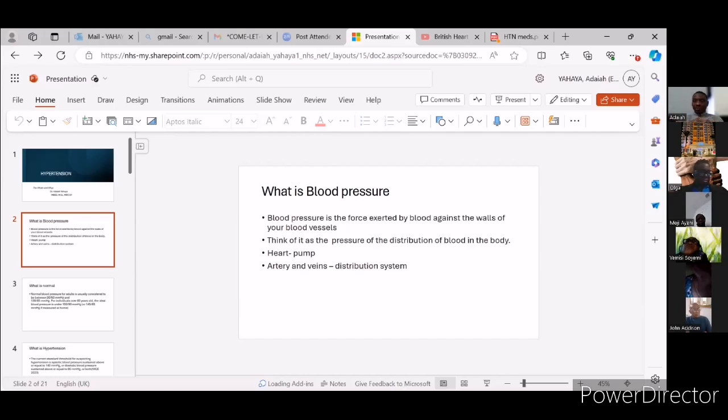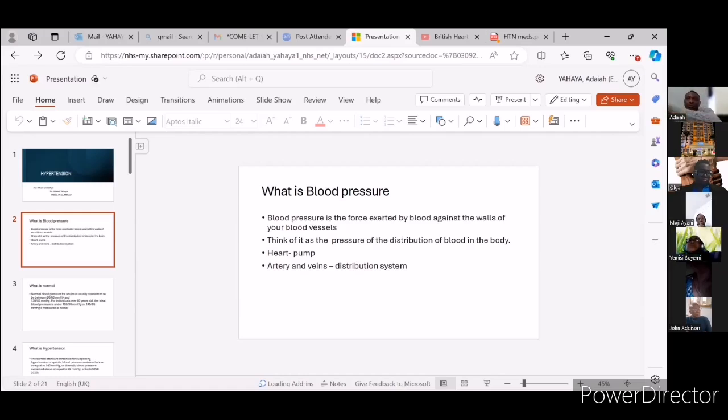So also in the body, the heart is the pump. The blood vessels are your pipes. The pressure in those pipes is what we refer to as blood pressure. So rather than water pressure, which is the pressure in the pipes that take water to our homes, blood pressure is the pressure of the blood that goes to the different organs in our body.